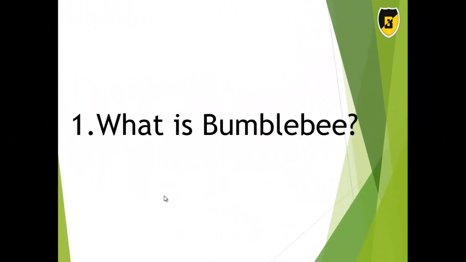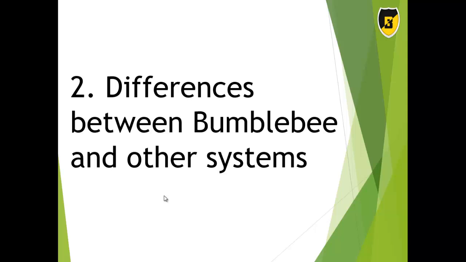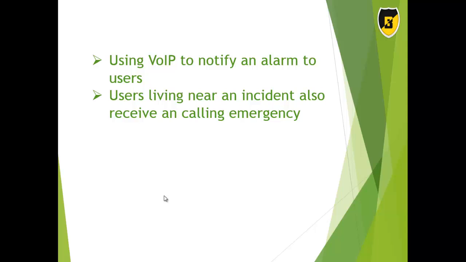Let's introduce our system. What is Bumblebee? This is an alarming system, one of the most advanced alarms in the world, protecting your house. And what are the differences between Bumblebee and other systems? It uses VoIP, which is the newest technology in emergencies, to send an alarm to users when they get an incident in their house. Furthermore, whenever a problem occurs, persons who live nearby will also get an emergency call from our system.